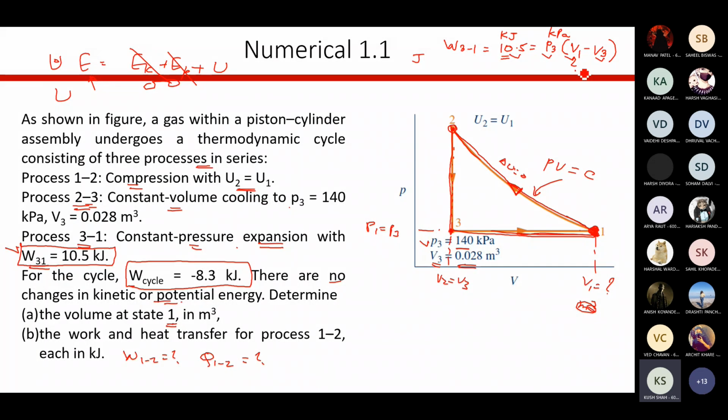0.103. Okay, V1 is 0.103 meter cube. So I'll write it here only, 0.103 meter cube. Fine. Now next you have to find out W1-2 and Q1-2. Now I will find out W1-2 and Q1-2.